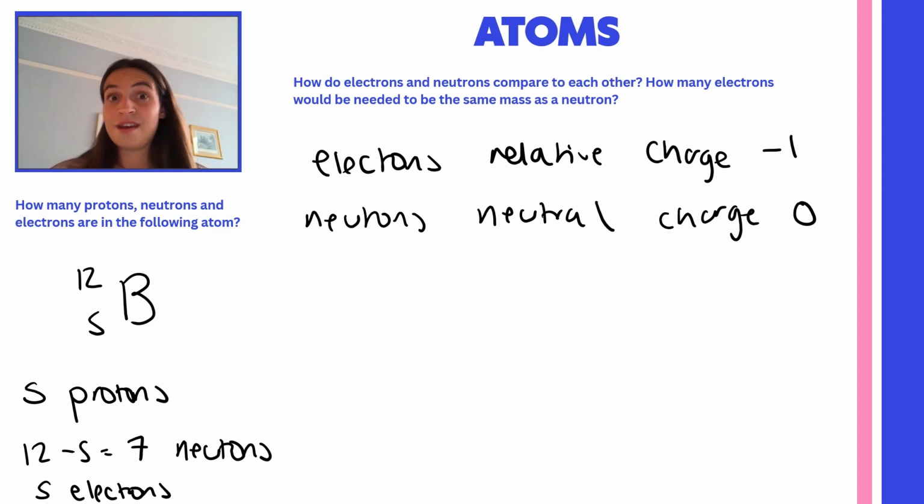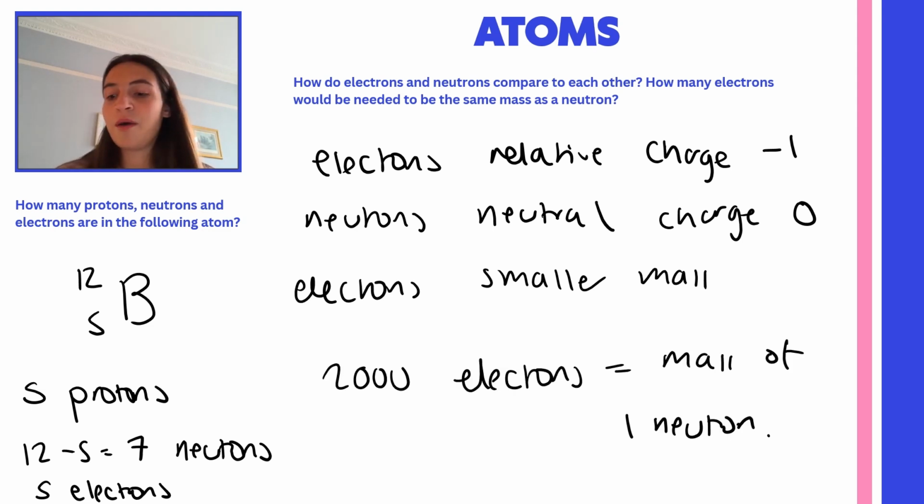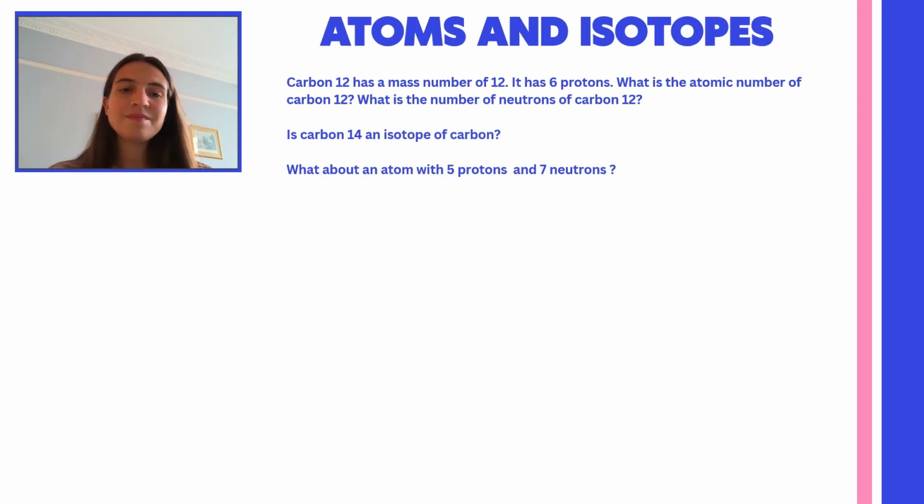And then the other thing you need to talk about is their relative masses. Electrons have a much smaller mass than neutrons. How much smaller? Well, you would need 2,000 electrons to have the same mass as 1 neutron.